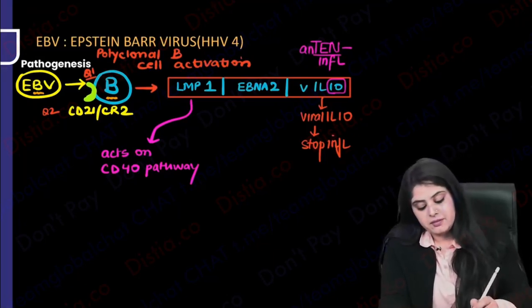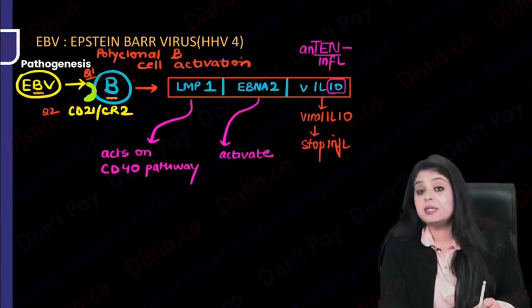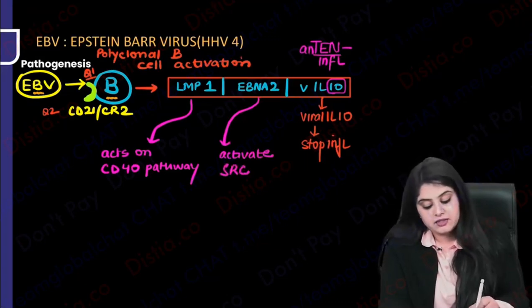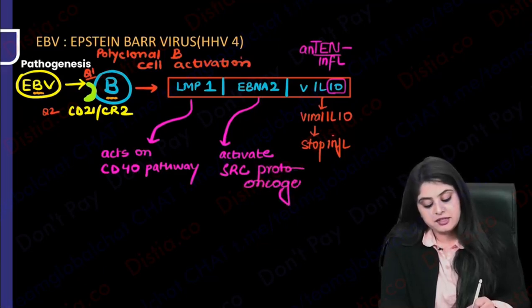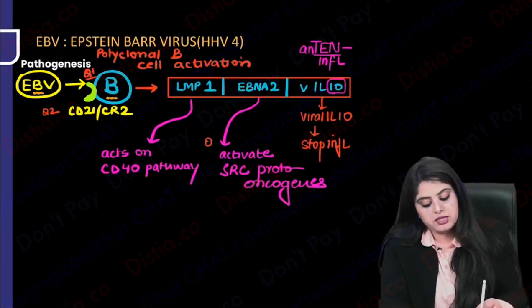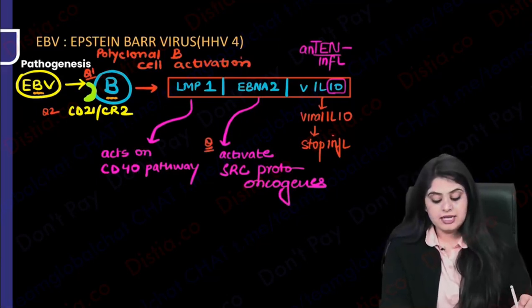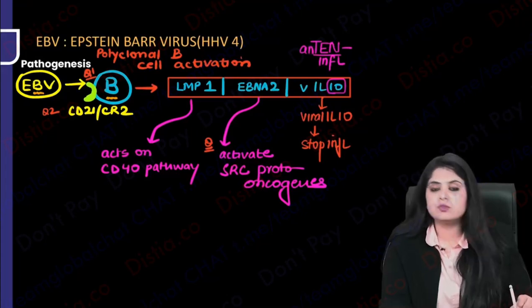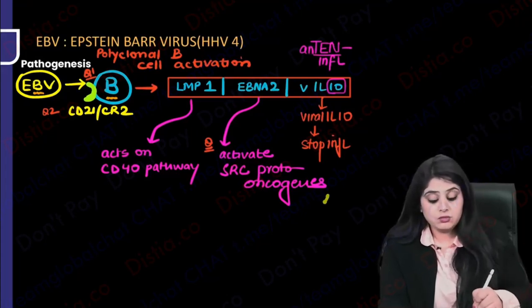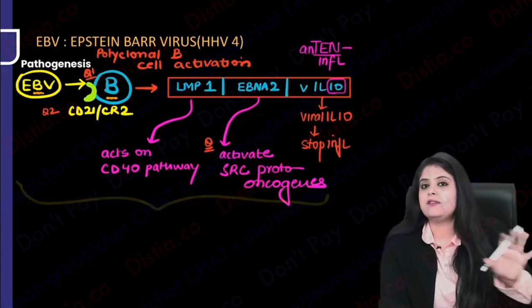What does EBNA2 do? This is a question that has come in a lot of exams. It is going to activate the SRC proto-oncogene. They ask you that the SRC proto-oncogene is going to be activated by what? It is going to be activated by EBNA2. So let's repeat. All of these, what will they eventually cause? Cancers are going to happen eventually.